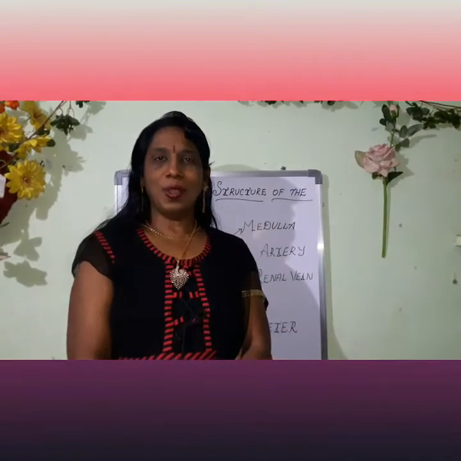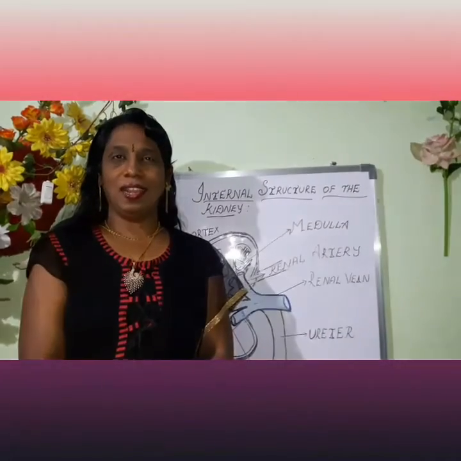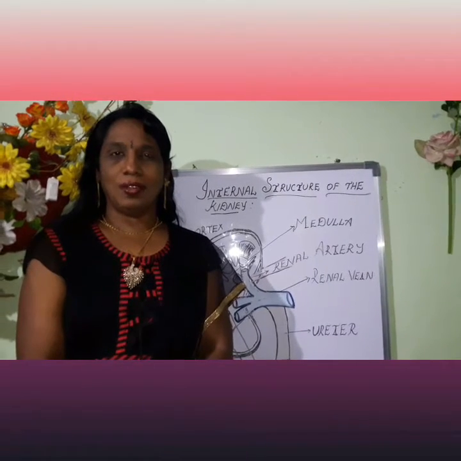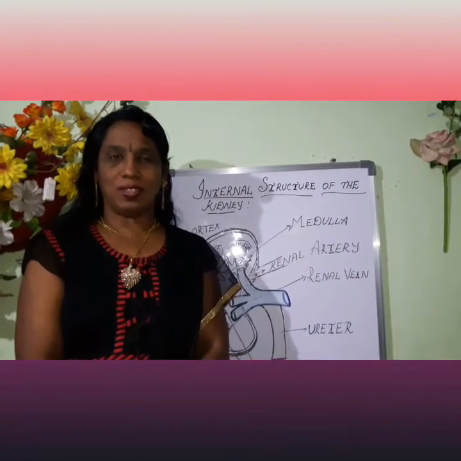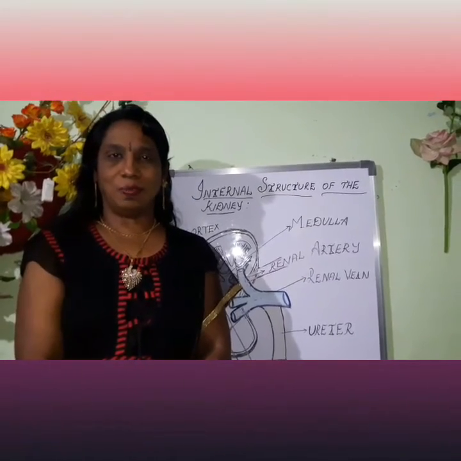The inner side of each kidney has a fissure or hilus, which has the entry of the renal artery and the exit of the renal vein and the ureter. The renal artery brings the oxygenated blood loaded with the waste products, and the renal vein carries the deoxygenated blood.